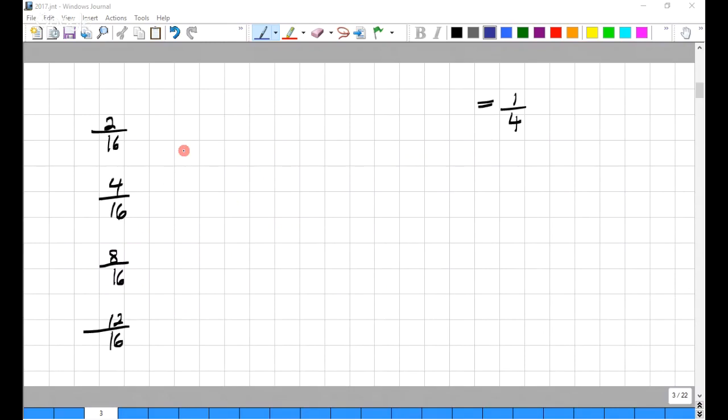Corey, I have 2/16, 4/16, 8/16, 12/16. Which one of them is equivalent to a quarter? Sir, 4/16. How in the world did you get that? Sir, because you reduced. Okay. So how do we reduce? What do I need to remember when reducing? Sir, I don't really pay attention to the rules. I just know it from my head.